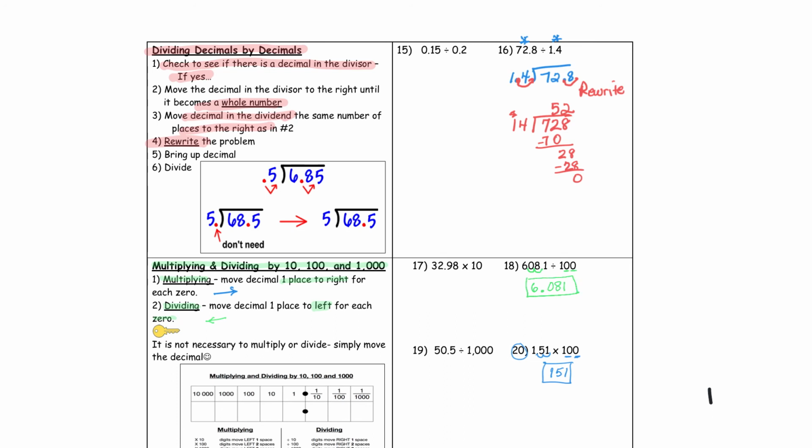Now, all you have to do is check it with your calculator. But boys and girls, just know that when you multiply by 100 or 10 or 1,000, you move the decimal, the number of zeros, to the right. That is in your factor. When you divide by 10, 100, and 1,000, you move your decimal to the left, the number of zeros in the divisor.